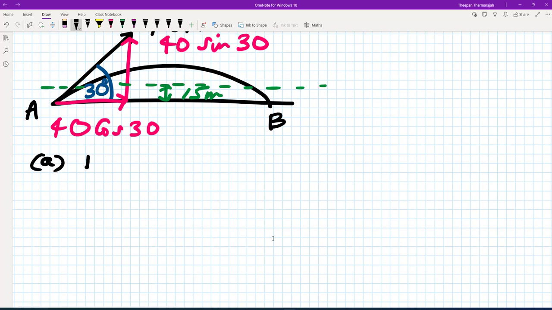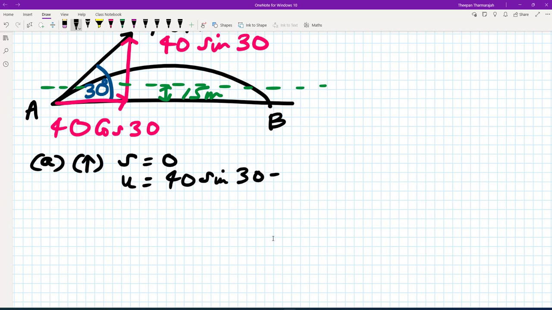So I'm going to do what we've always done in previous videos. I'm going to work out the horizontal displacement first. It starts from 0 in terms of displacement and ends up at 0. That's why I've drawn a little 0 there, just to remind you that's 0. So S is going to be 0. U is going to be, in the vertical sense, 40 sine 30. Well, 40 sine 30 is simply 20. So you can say that's equal to 20.